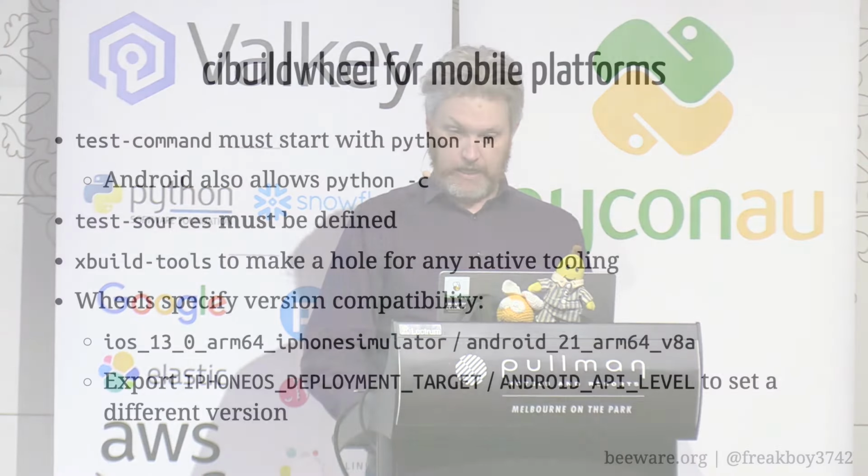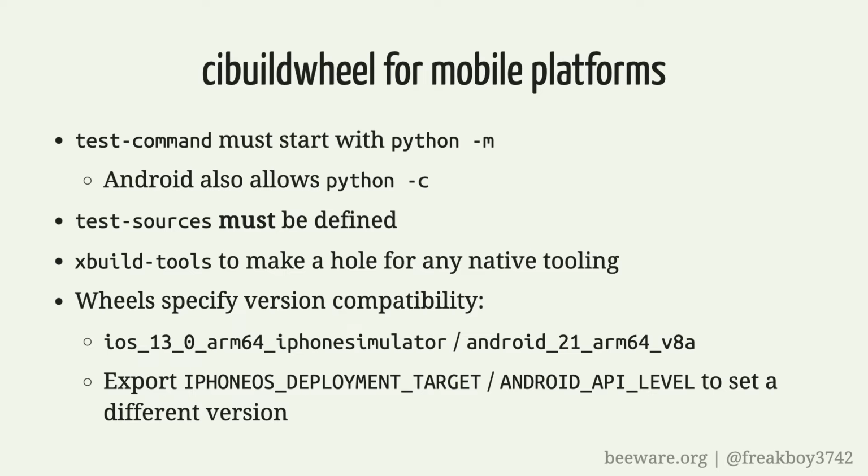Some extra details to keep in mind when configuring tests for mobile platforms. First, test-command must be a Python entry point. Essentially, it must start with python -m. Android will also allow python -c as an entry point. On desktop, test-command can be a shell script or any other command line you might want to invoke. That won't work on mobile because you don't have a shell environment.